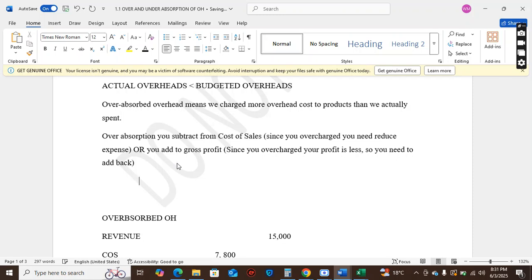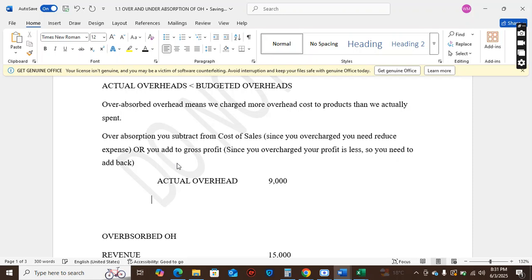Okay. And as we said, overheads are overabsorbed. Forgot to illustrate this. Okay, so let's say maybe in this case here, let's say your actual overhead is 9,000. These are just random numbers. Then your absorbed overhead is 10,000. Here, this is a case where you have overabsorbed, where your absorbed overhead is greater than your actual overhead.